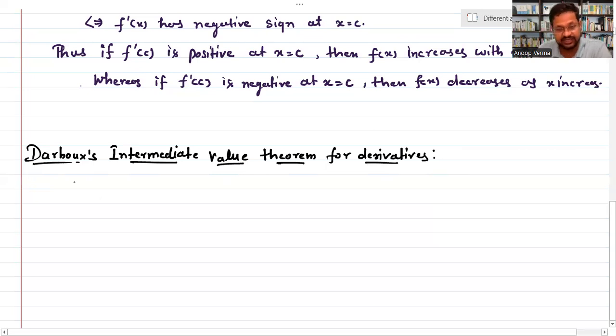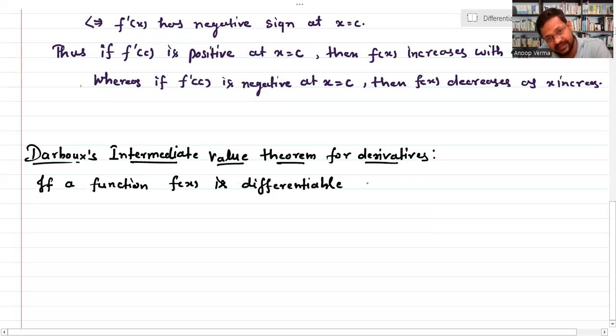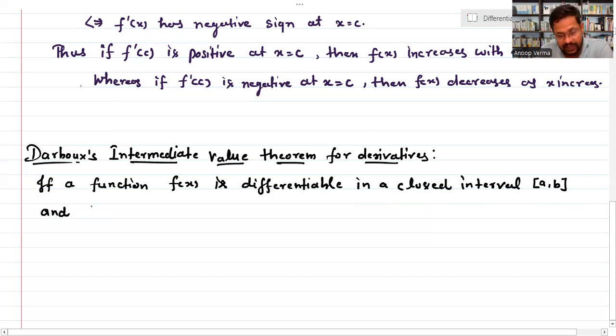Okay. So what is the theorem saying? If a function f x is differentiable in a closed interval a comma b, and its values at the end points, f dash a and f dash b, are of opposite sign.